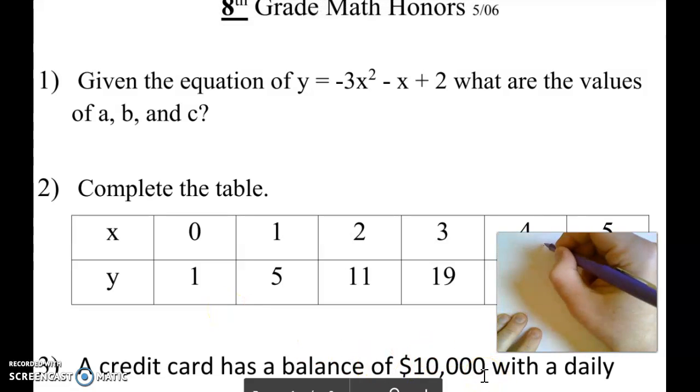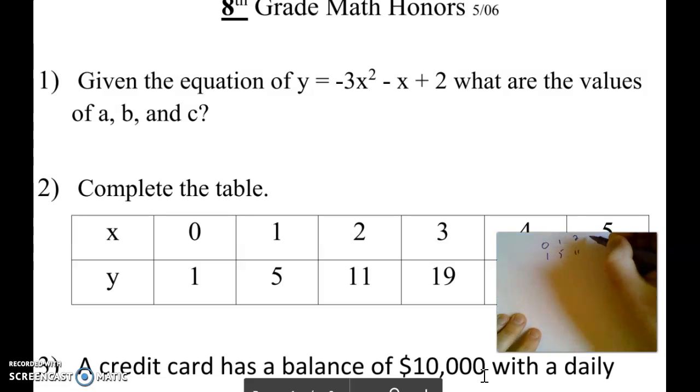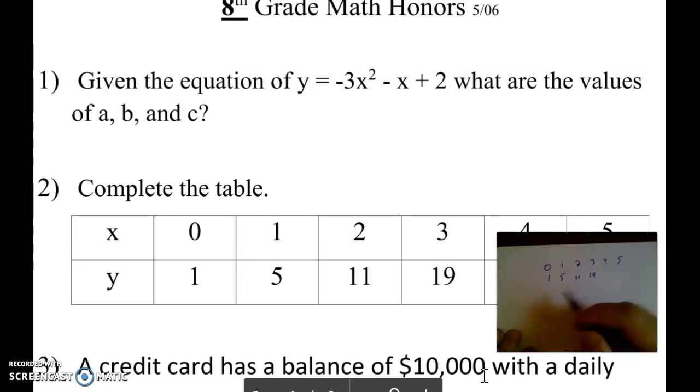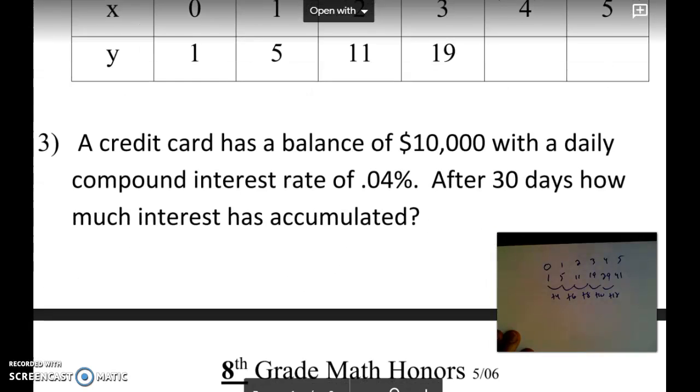Number 2 looks to complete the table. So the values that are given to you: x is 0, y is 1; 1 and 5; 2 and 11; 3 and 19. Then figure out the answers for 4 and 5. So the pattern is key to this. It looks like the first answer goes up by 4, then up by 6, then up by 8. The next one will go up by 10, and the last one goes up by 12. So 29 and 41 are your last values.